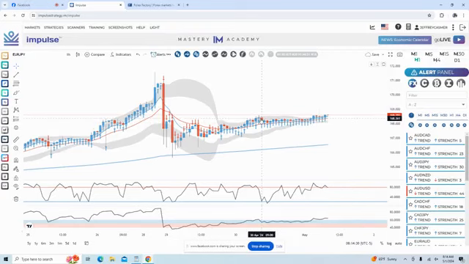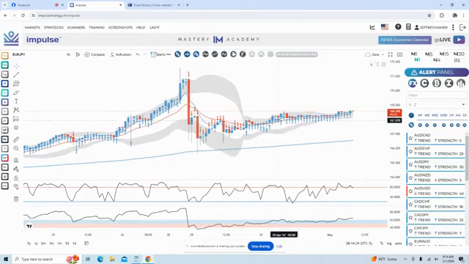Yeah, this is a tricky one. As far as, I would definitely follow the scanner. This is slowly kind of moving to the upside. So that's what it appears. It could be filling in this gap from the news for sure. Okay.